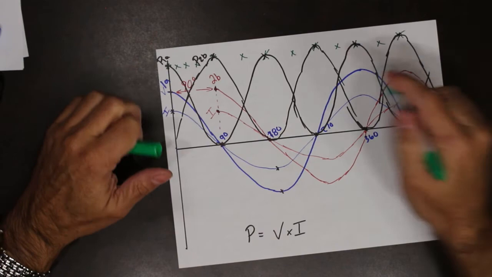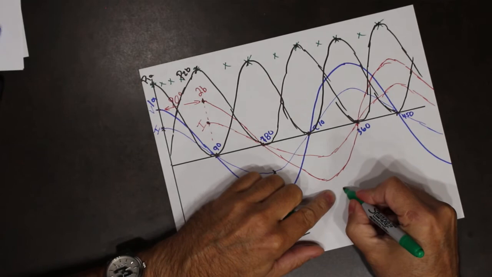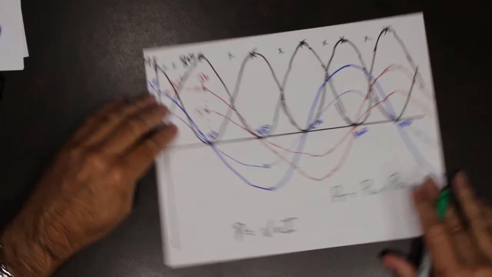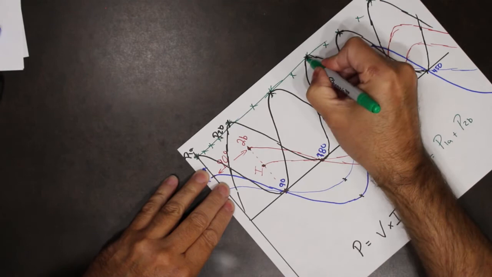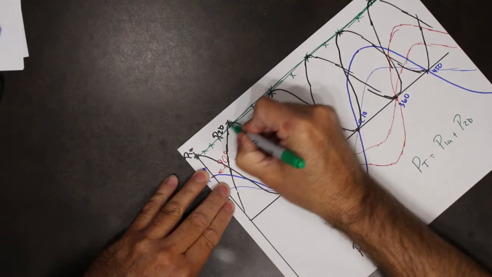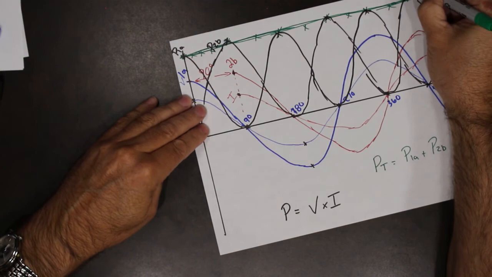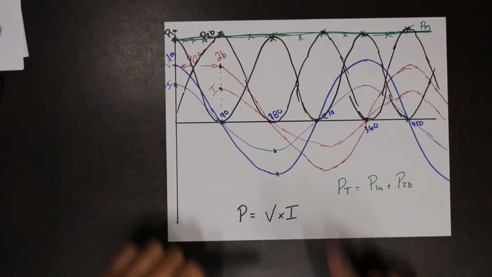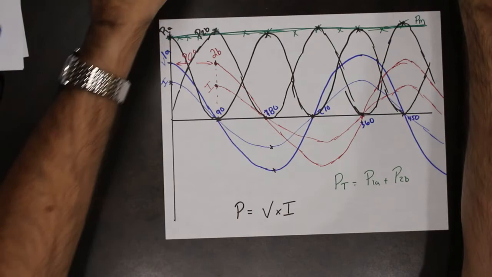If I was to add the two power waveforms together, so that power total is equal to power of 1A plus power of 2B. So that's the power of the whole machine, we actually get a straight line, and the power value is equal to what we call PM, or the peak power of any one of those waveforms. So it's a straight line. So the machine itself now is creating constant power.